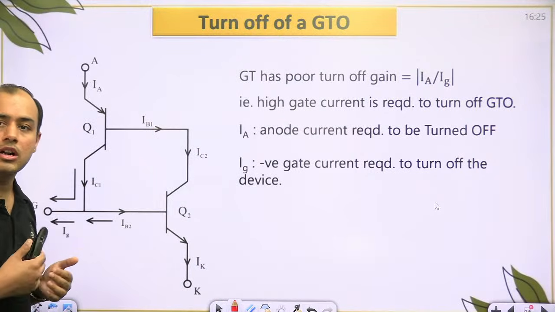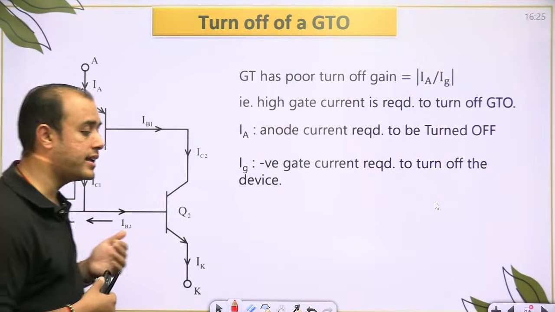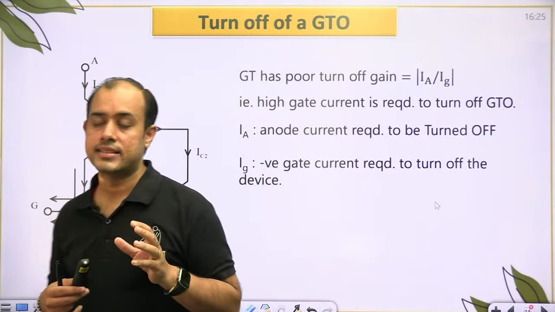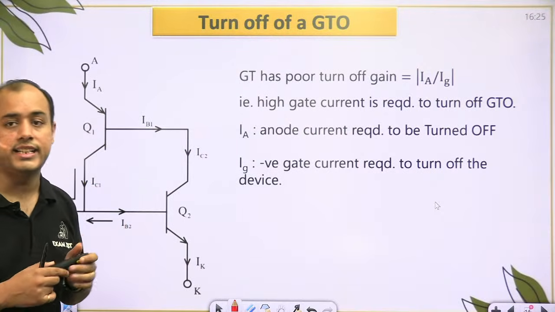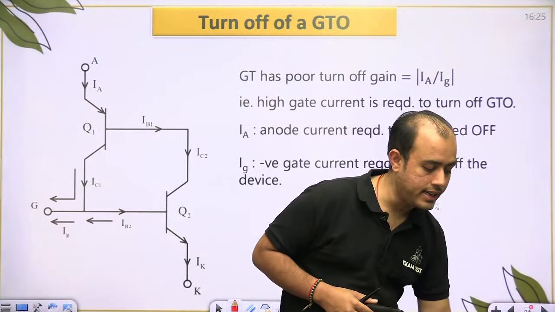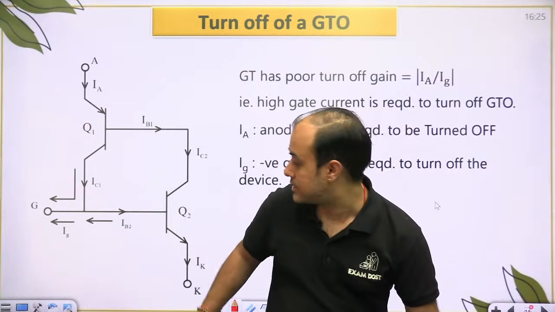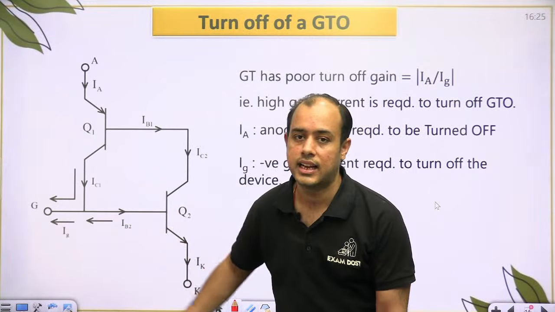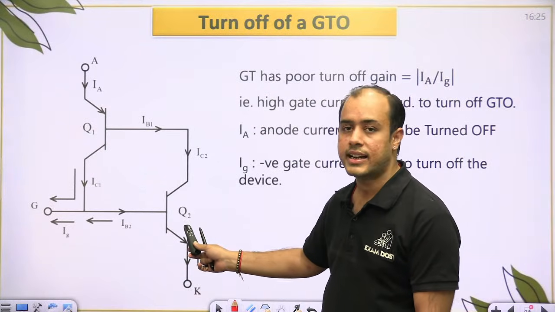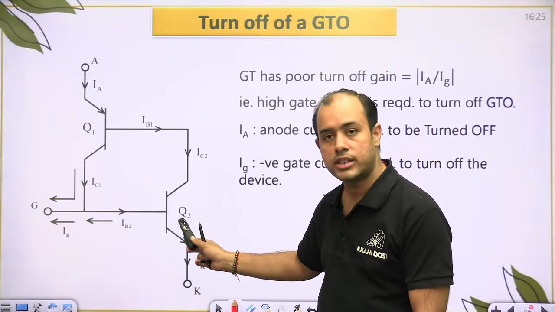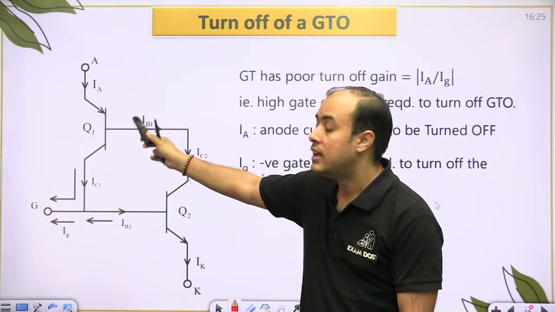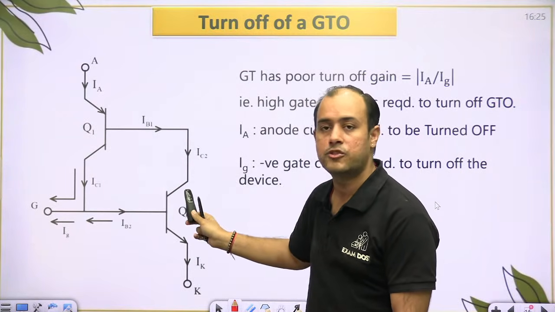Now beta, when you talk about turn off of a GTO, how you are able to turn it off using the gate current. So first thing you should understand that the gate current of a GTO is very, very high. So to turn off a GTO, we have to apply negative gate current. That means gate current will be taken outside the gate terminal. Because the gate current is going outside, the base current of Q2 reverses. So Q2 turns off. And if Q2 turns off, the Q1 also turns off. Because base current of Q1 comes from Q2.